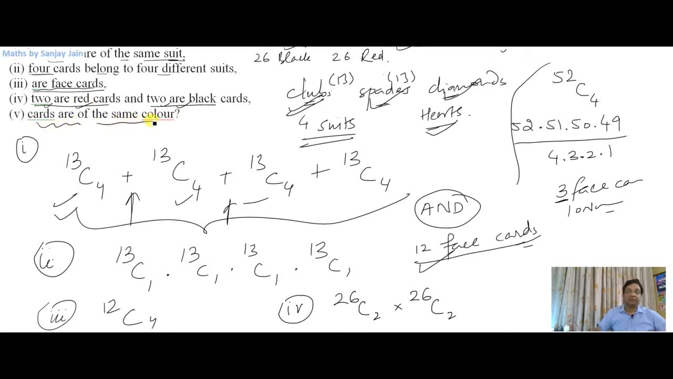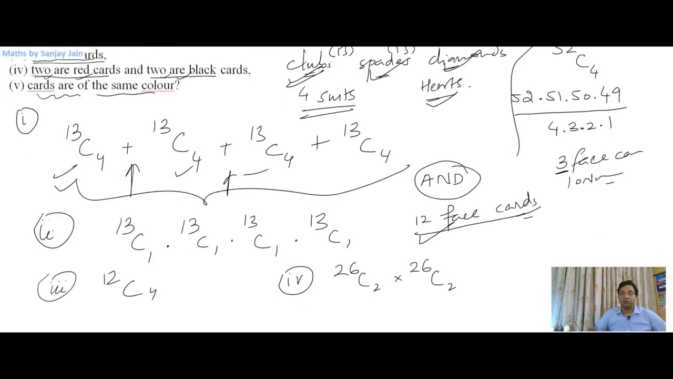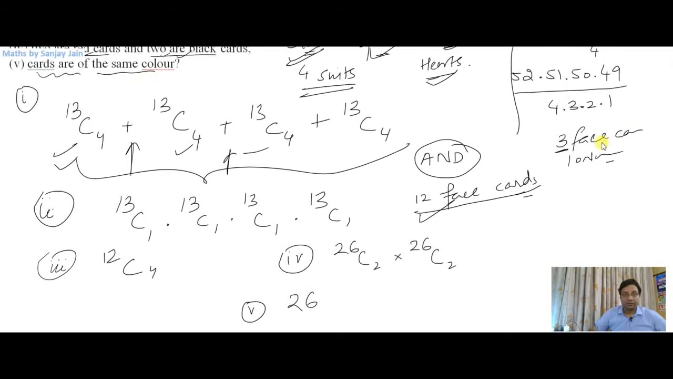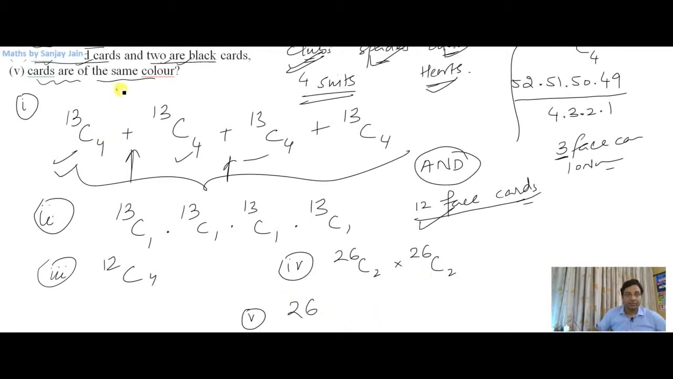In the last part, the cards are of the same color, so either they will be black colored cards or they will be red colored cards. So there is a sense of "or" now. They are either red cards or black cards.